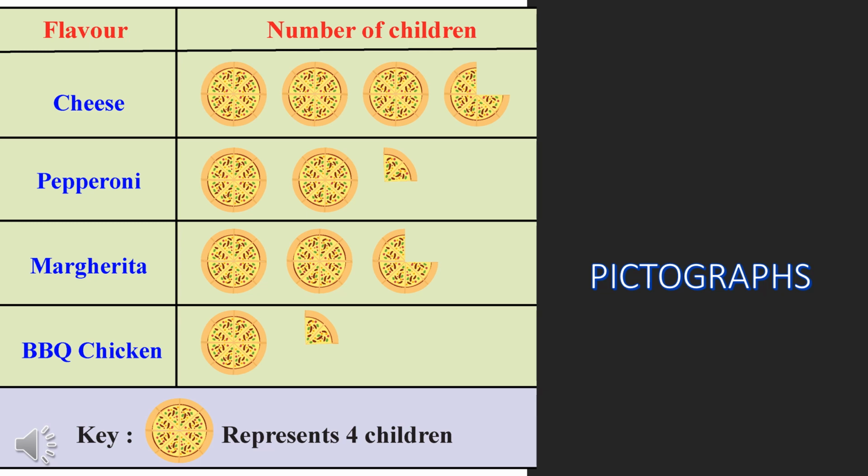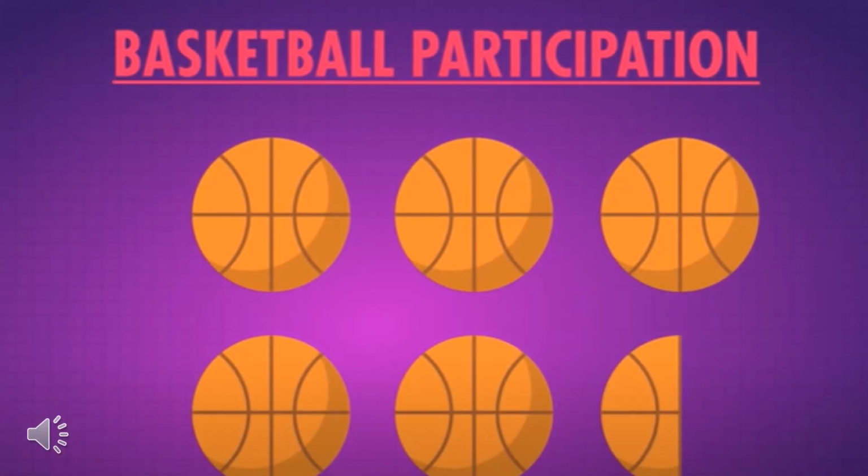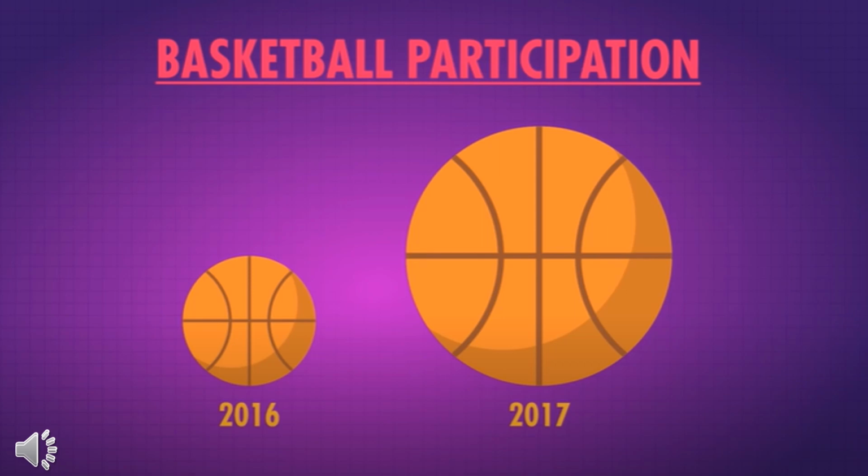Another way to display categorical data is a pictograph. Pictographs represent frequency with pictures. A picture, like the ball in this basketball participation graph, will represent some number of units, say 100 kids. So if Riverdale High had 550 students participating in their basketball programs, then the graph would show 5.5 basketballs. Sometimes pictographs represent frequencies by increasing the size of the picture instead.